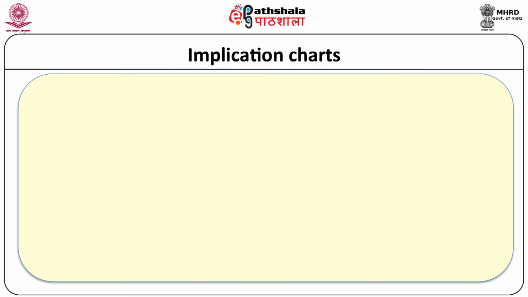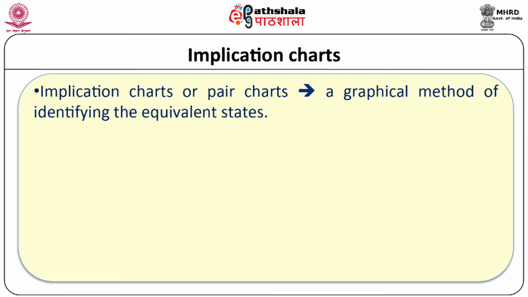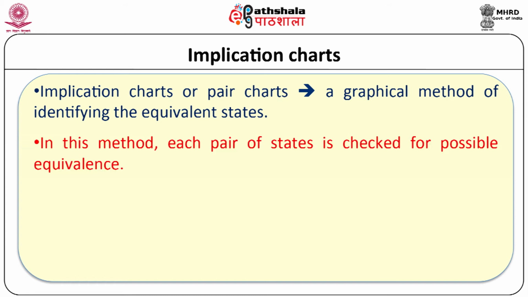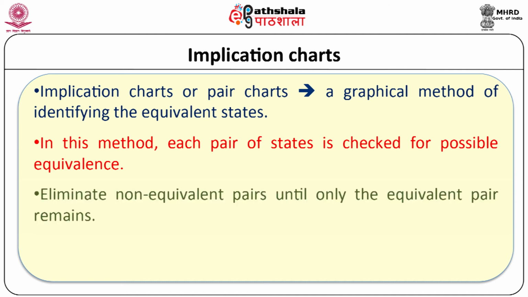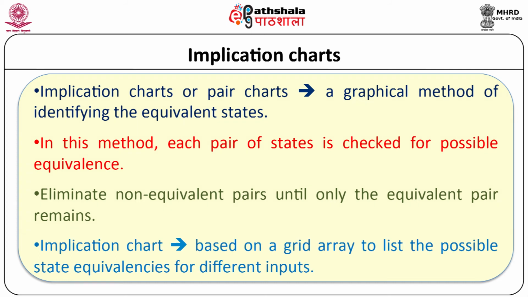Let us now discuss the use of implication charts for state reduction. Implication charts, sometimes referred to as pair charts, provide a graphical method for identifying the equivalent states. In this method, each pair of states is checked for possible equivalence. The non-equivalent pairs are systematically eliminated until only the equivalent pairs remain. An implication chart is based on a grid array to list the possible state equivalences for different inputs.